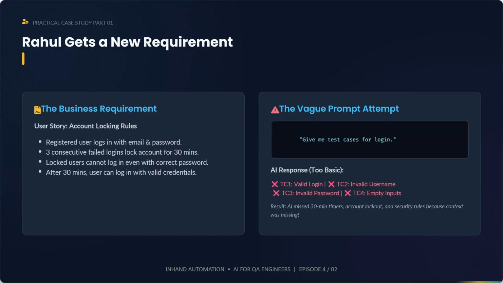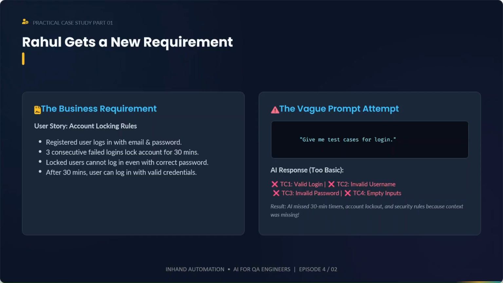The moment he received this requirement, he normally thinks, let's start analyzing it. But later on, he got a thought in mind: I have a generative AI, why am I doing all this manually? Why don't I ask AI to create the test cases for this? So Rahul opened his AI assistant and wrote, give me a test case for login. AI responded with a few test cases, which were too basic: valid login, invalid username, invalid password, and empty inputs.